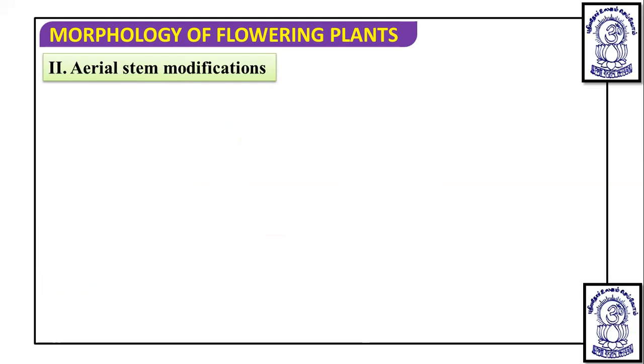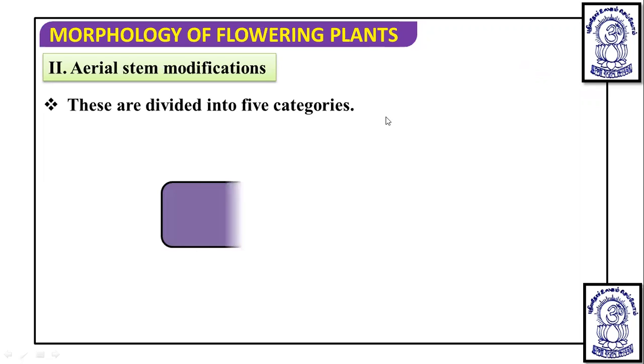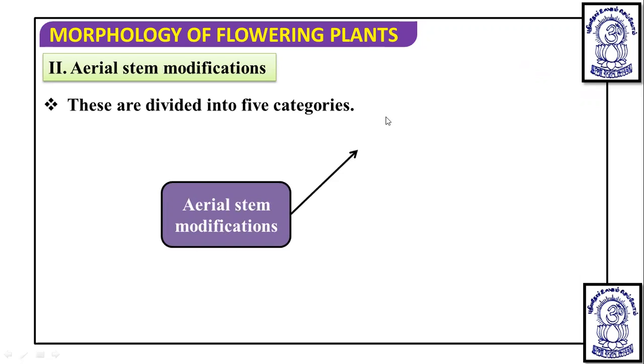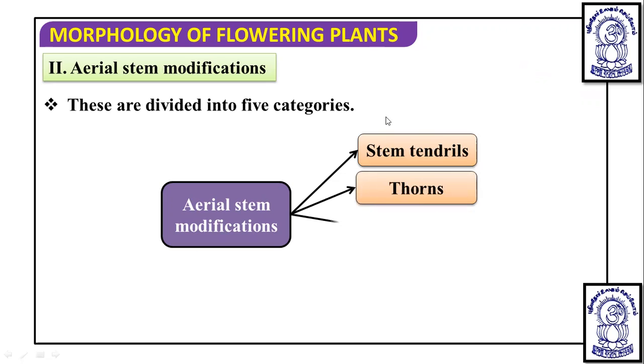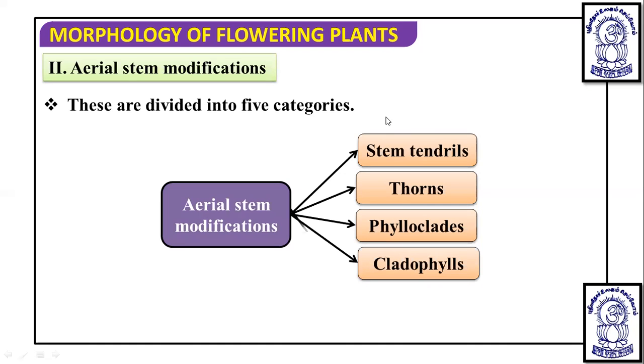After this underground stem modification, the next modification which we are going to study, that is aerial stem modification. In this aerial stem modification, if we talk, this stem is aerial, means it is above the ground, and this aerial stem could modify into five categories, and these are stem tendrils, thorns, phylloclade, and cladophylls, and the last one, that is bulbils.